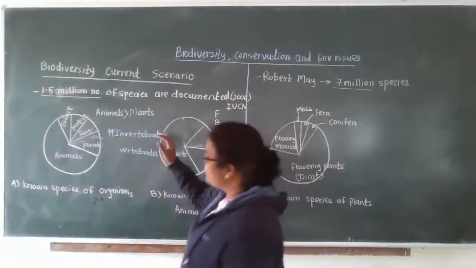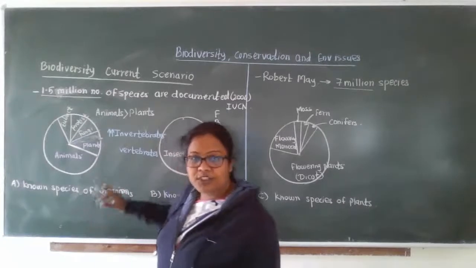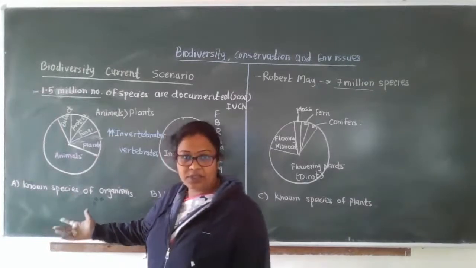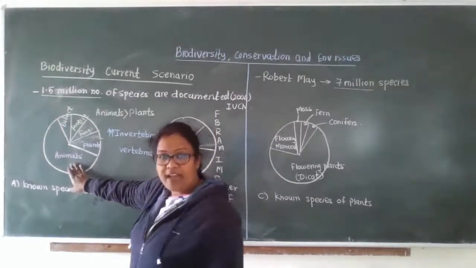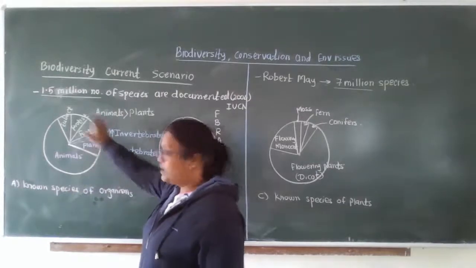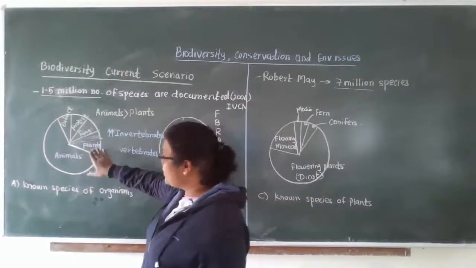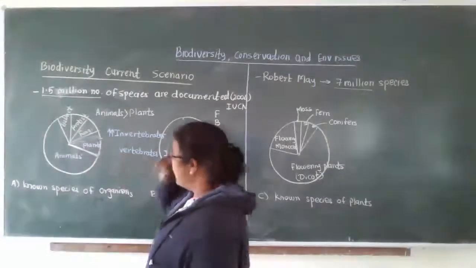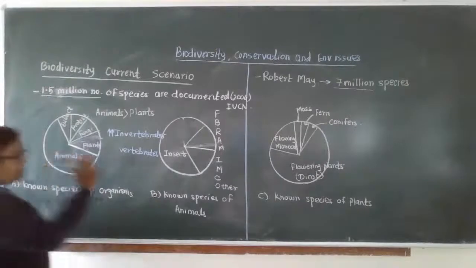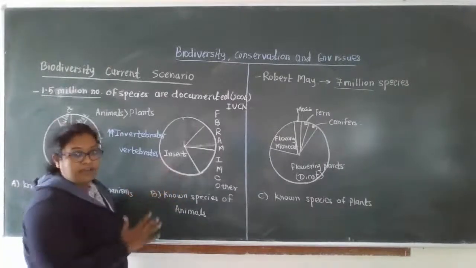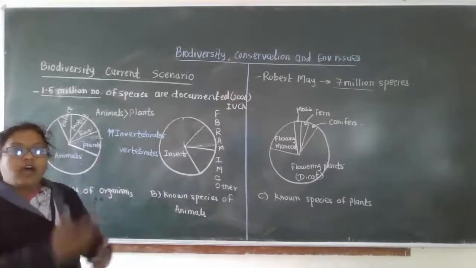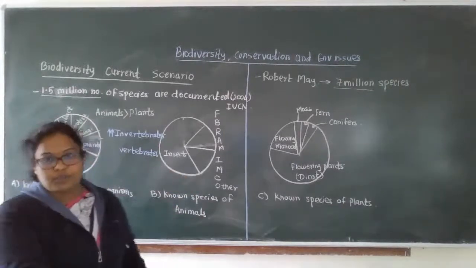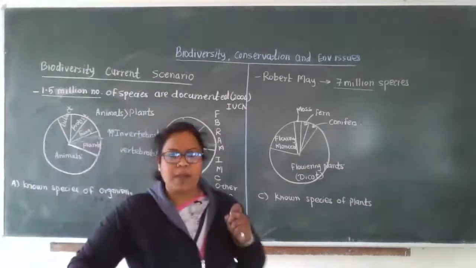As we are considering biodiversity, that means all the species of organisms, which contain plants as well as animals and other organisms. In that, the number of animal species is more as compared with the plants. Then in case of animals, the maximum is covered by invertebrates, and among the invertebrates, the maximum number of species are insects. Clear to everyone? So don't confuse. These pie charts are very clear.